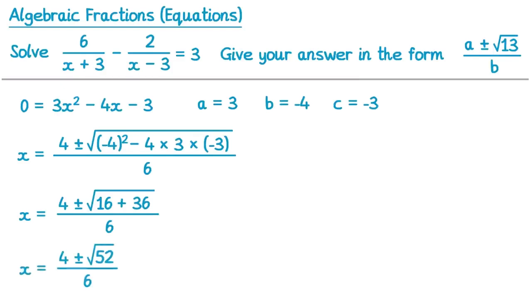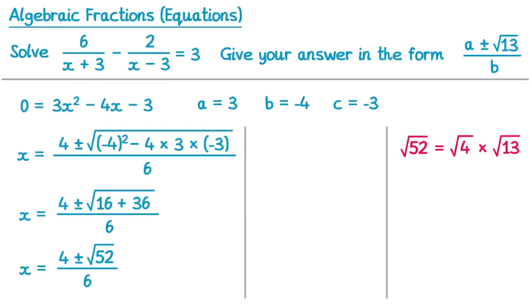Next, what we need to do is simplify that square root 52. So using our surd rules, if we take root 52, that could be expressed as root 4 multiplied by root 13. The square root of 4 is just 2, so this is 2 root 13. So in place of root 52, we could write 2 root 13. So it's x equals 4 plus or minus 2 root 13 now over 6.